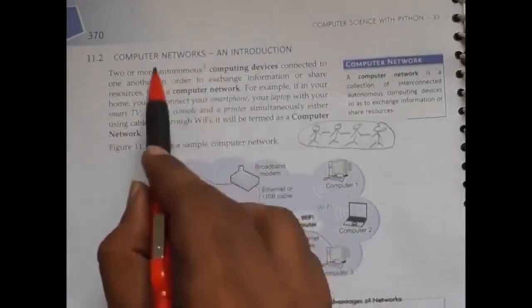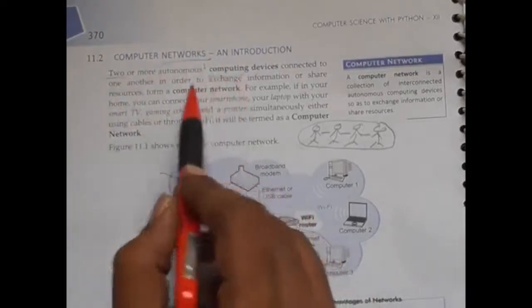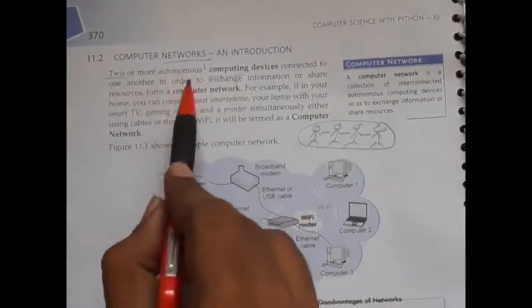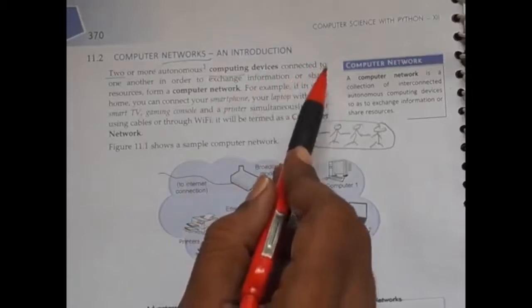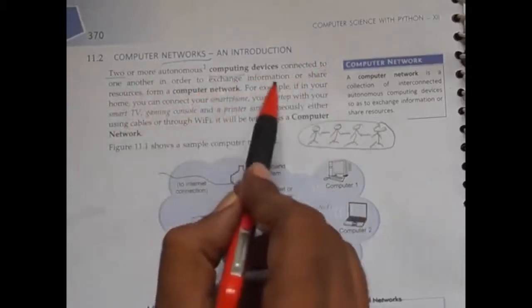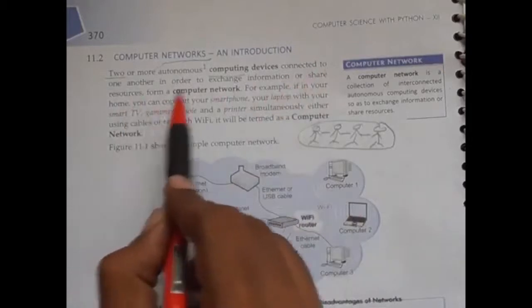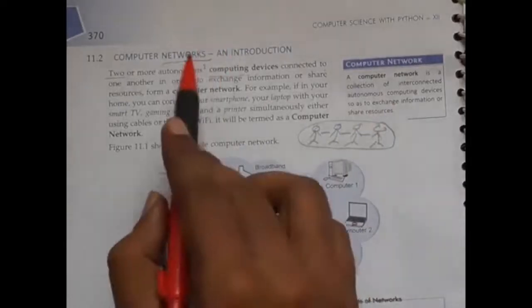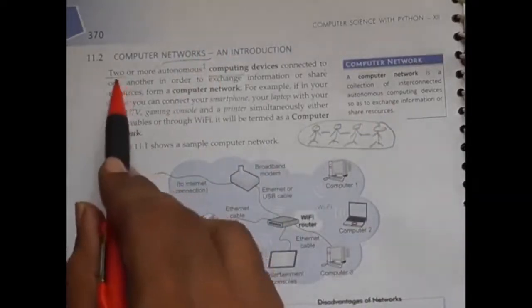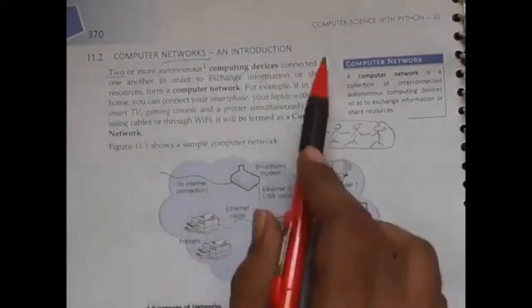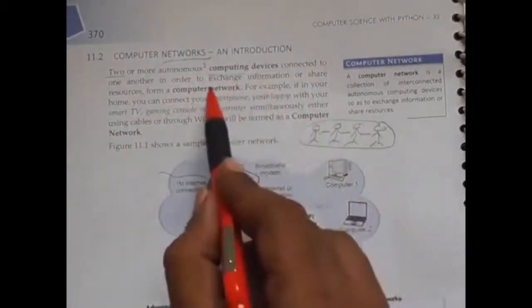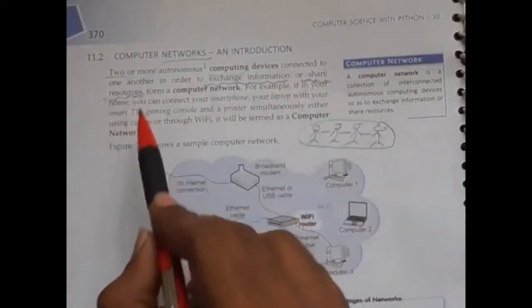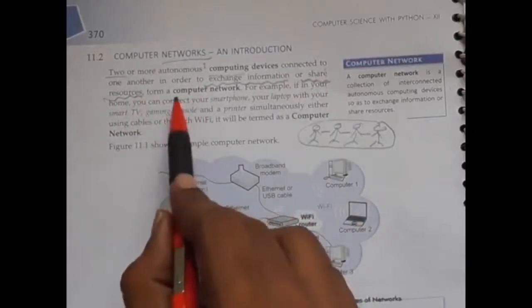So now you see here, to form a network we need two computers. To form a network we need at least two computers. So two or more autonomous computing devices connected to one another in order to exchange information or share the resources is called a computer network. Okay. So very simple. To form a network, how many computers do we need? Yes, at least two computers. If you are connected, you can exchange the information and you can share the resources. Okay, it is called a computer network.